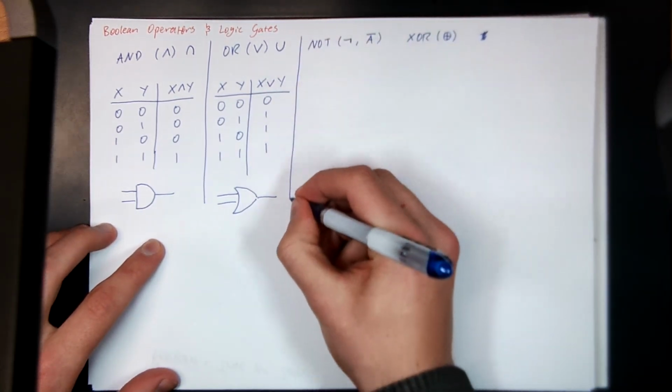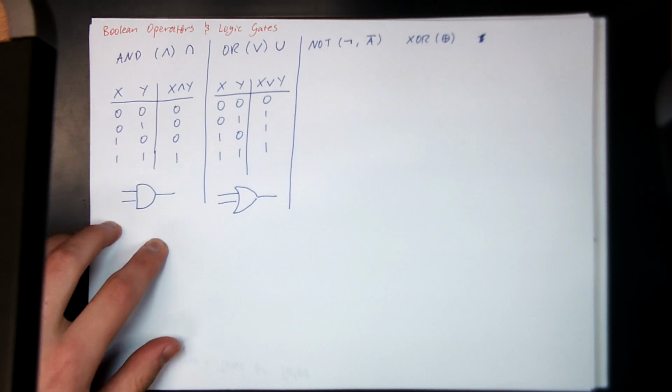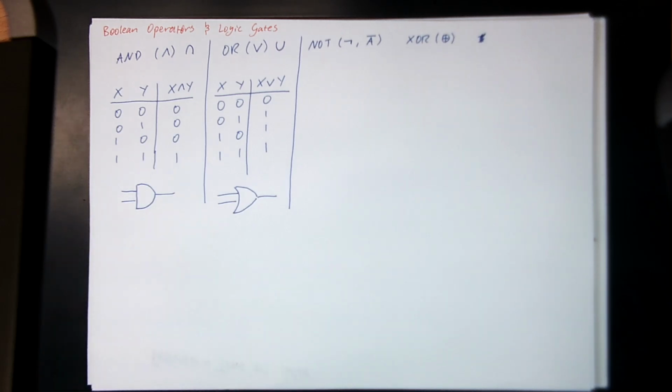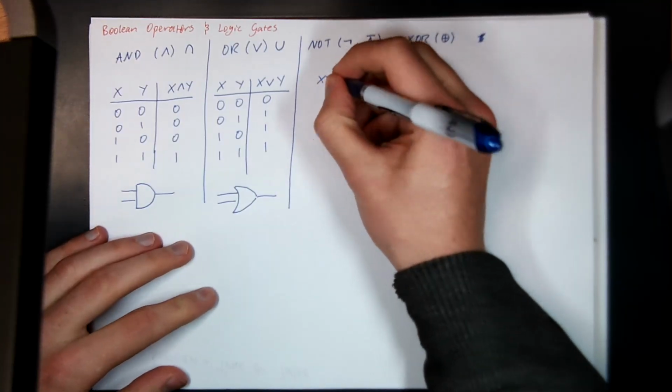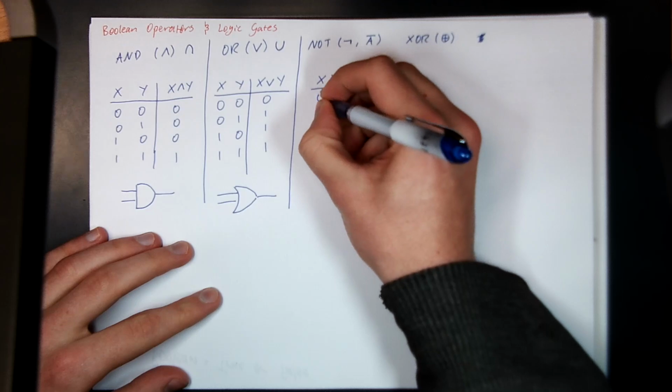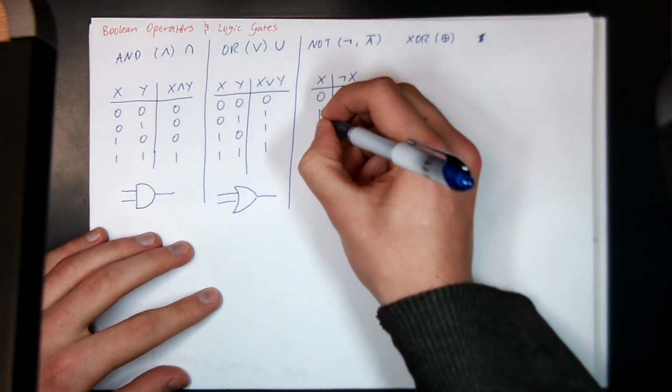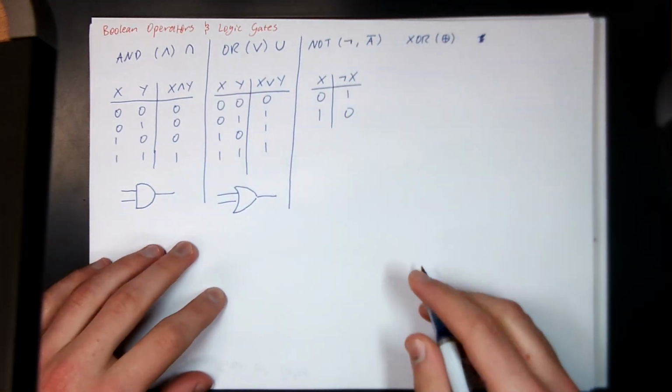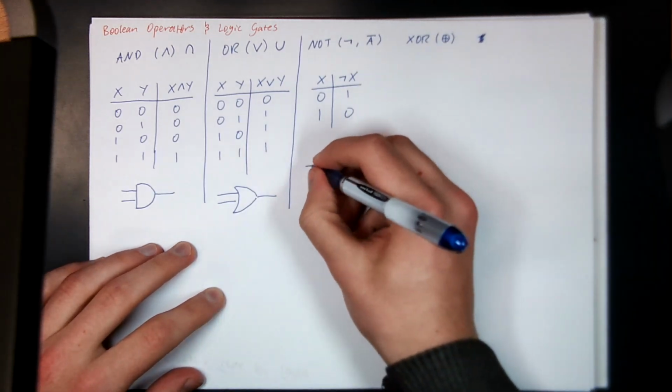Alright, the third gate we're going to talk about is the NOT operator. The NOT operator basically takes the input and inverts it, or does the opposite, right? So if I say it's not true that I like bananas, that's the same as saying I hate bananas, right? It does the opposite. It's only got one input X, and the output will be not X. If X is false, then not X is true, and if X is true, then not X is false. That's all it does.